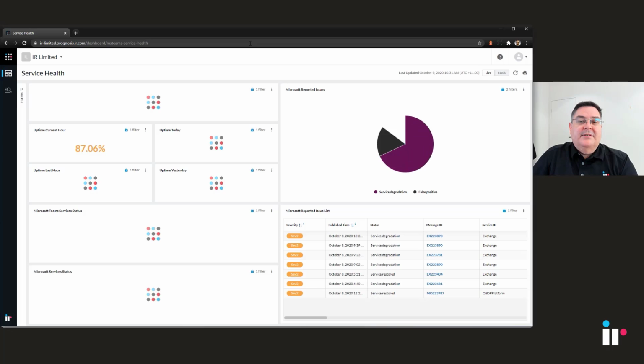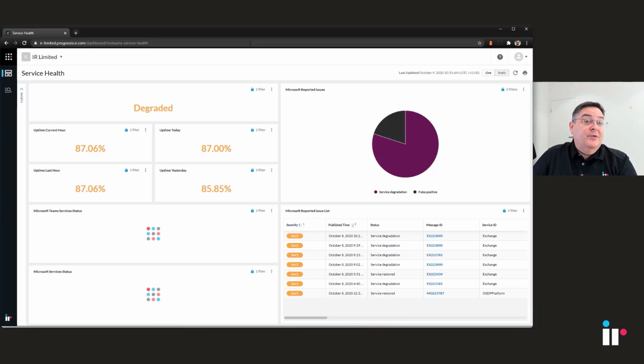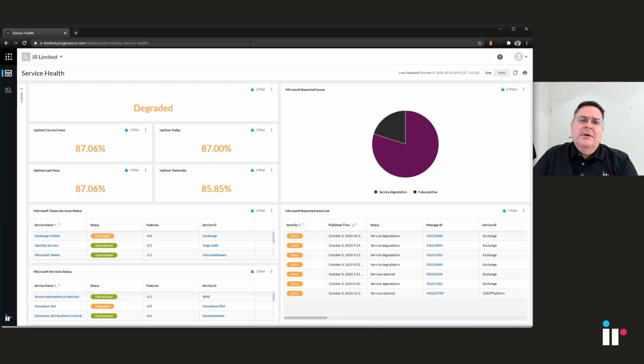With Service Health, this is specifically from Microsoft's perspective. So we are integrated directly within your Microsoft tenant, or if you're a service provider, directly into your customer's tenants. We're actually pulling specific real-time data around the ecosystem, the faults, the issues that are currently being identified, and we're able to look at this.